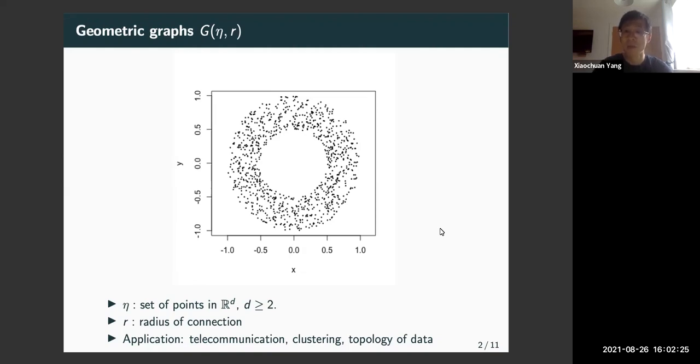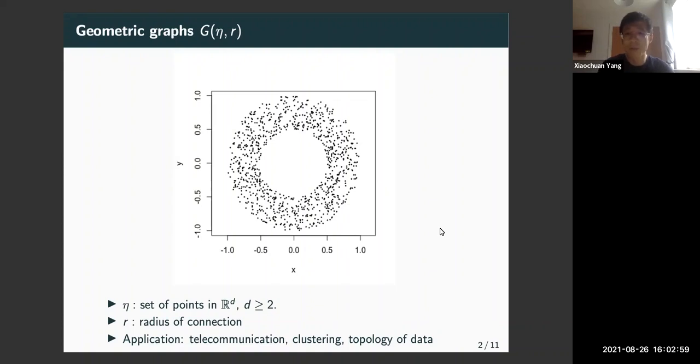There are plenty of applications in science and technology of geometric graphs. For instance, in telecommunication, points represent the location of base stations, and R has the interpretation of the range of coverage of the base stations. In machine learning, many graph-based clustering algorithms and some statistical inference methods in identifying the topology of data require geometric graphs as a building block.